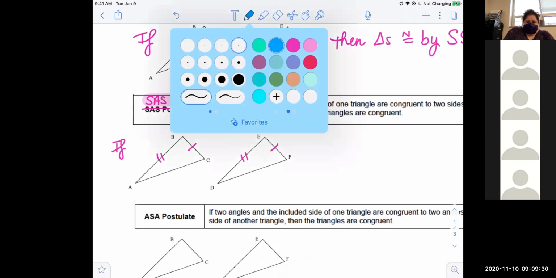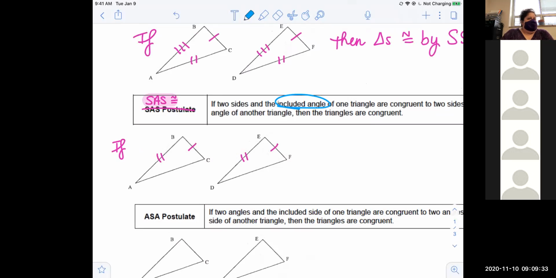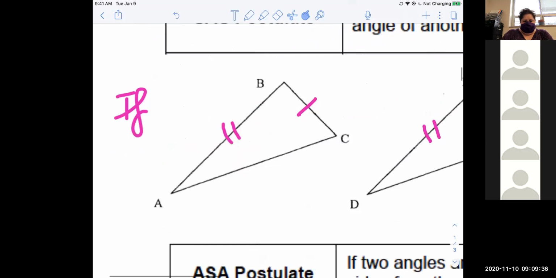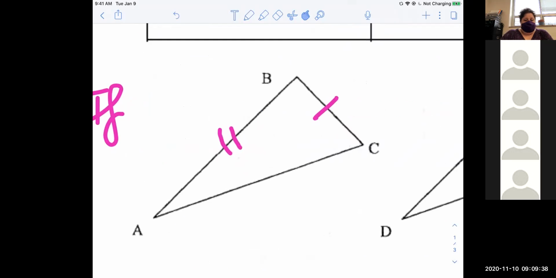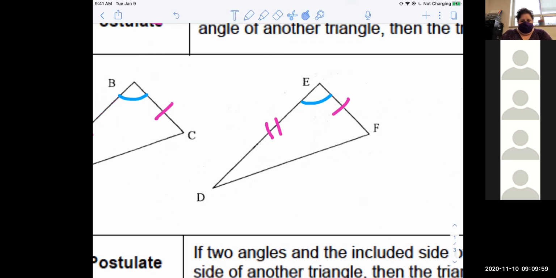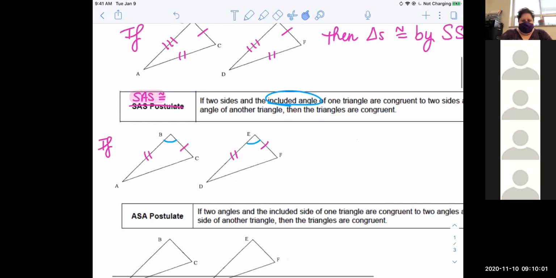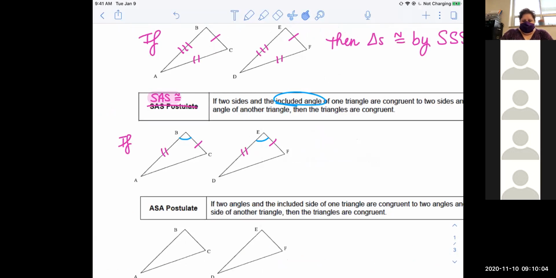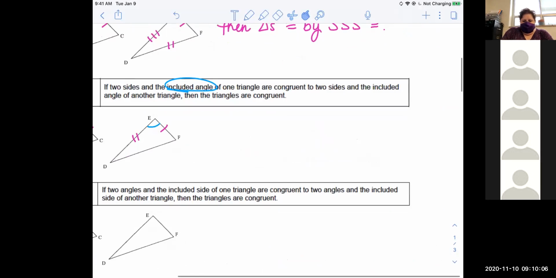The included angle. Do you know what I mean by included angle? So if I have those 2 sides marked, what do you think the included angle is? Angle, not side. Which angle is the included angle? B. B, because it's between the two sides. So included means the one that's formed by the two sides that are known. Okay, if two sides and the included angle of one triangle are congruent to two sides and the included angle of a second triangle, then the triangles will be congruent.